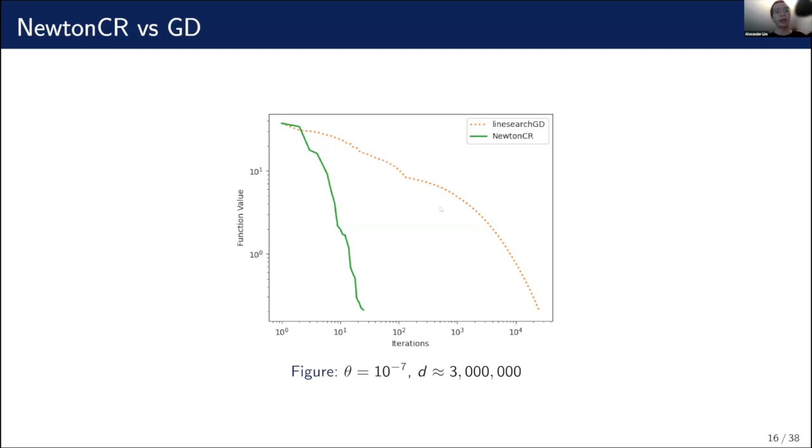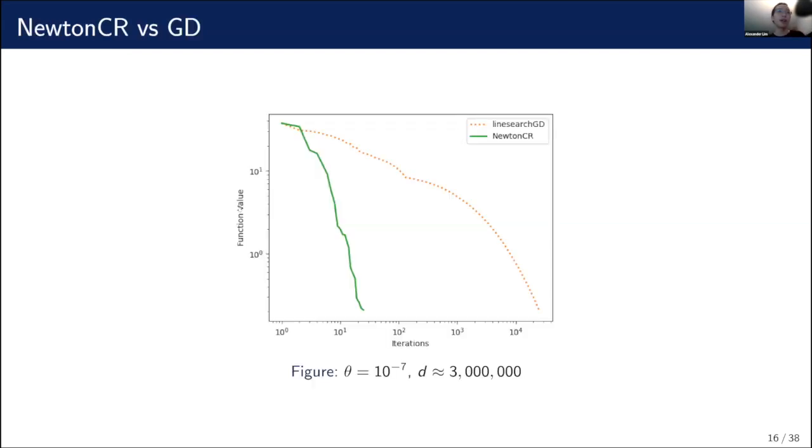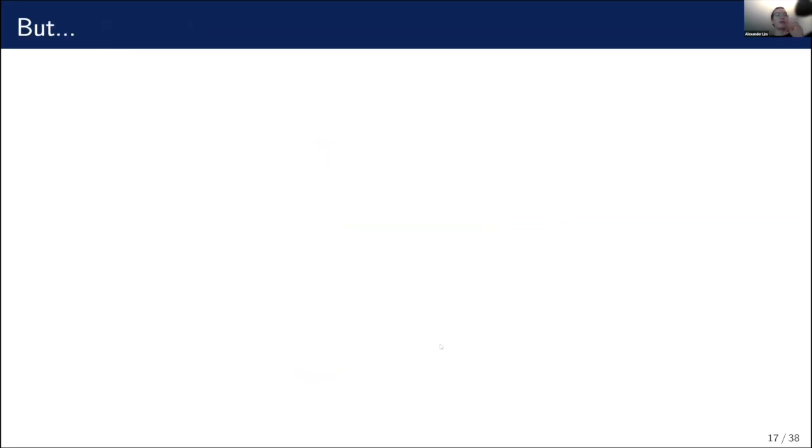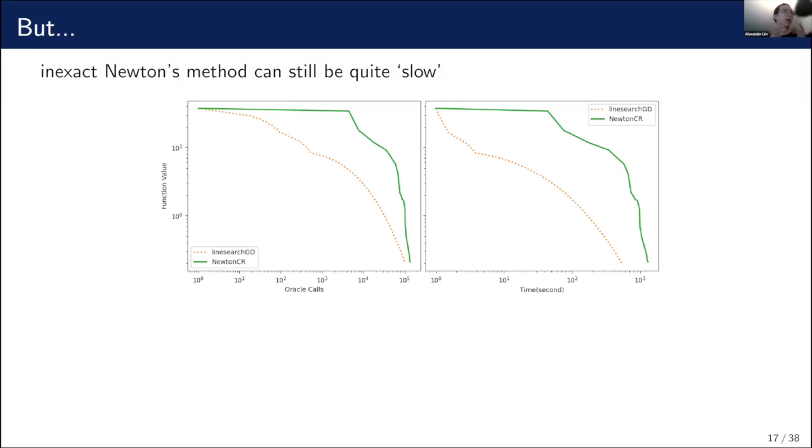The dotted line is gradient descent with line search. However, there is a but behind the plot. Inexact Newton's method can still be quite slow. Just keep in mind, this is function value versus iteration. If I look at the same plot from another perspective, oracle calls versus function values, or time versus function value, the result is clear as day. You can immediately see that Newton's method is still being beaten by the simple gradient descent with line search.